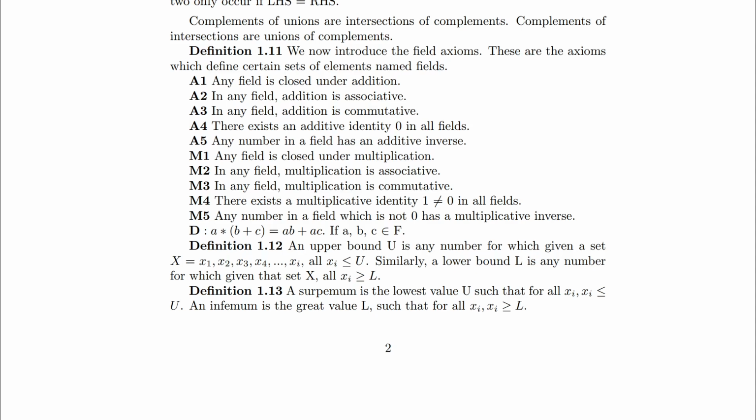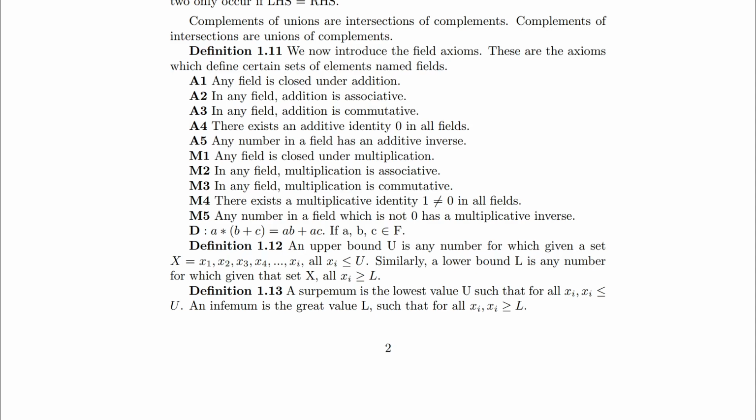Now we present the definition of an upper bound U. An upper bound is any number for which, given a set X, for example equal to x1, x2, x3, x4, x5, x6, all the way up to xi, all the elements are less than or equal to the upper bound. Similarly, a lower bound L is any number for which, given that set X, all xi are greater than or equal to L.